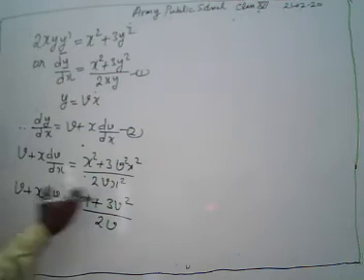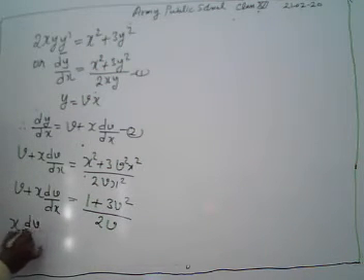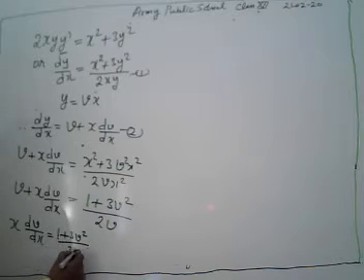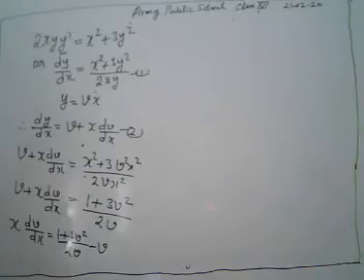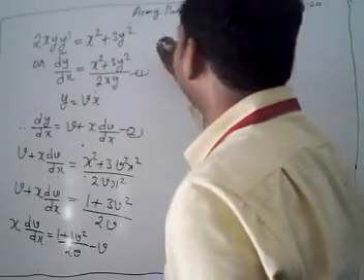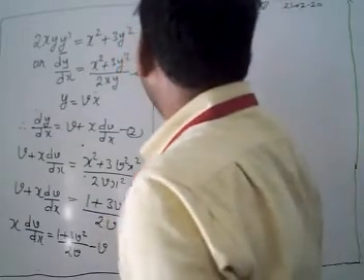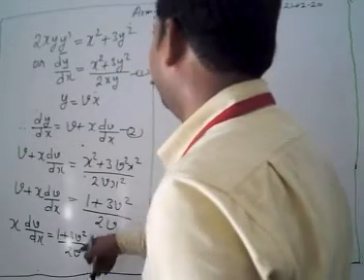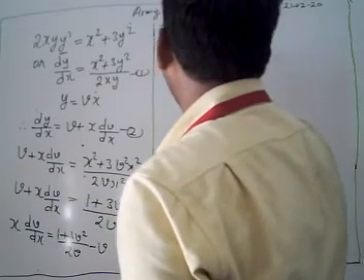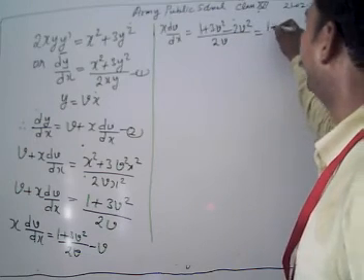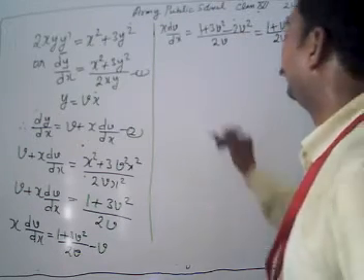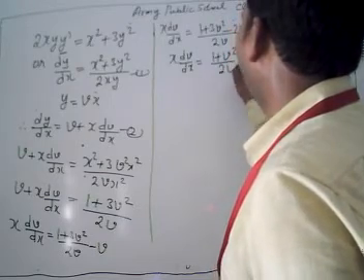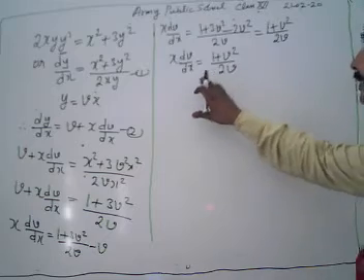Now transferring this v to the right hand side, we have x dv/dx = (1 + 3v²)/(2v) − v. Further, x dv/dx = (1 + 3v² − 2v²)/(2v). Finally, after solving, we have x dv/dx = (1 + v²)/(2v). We are not able to solve further; it's the simplest form.